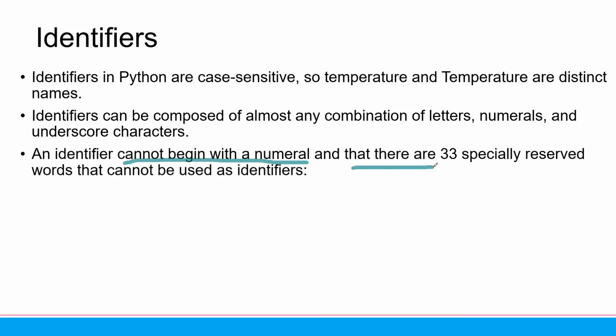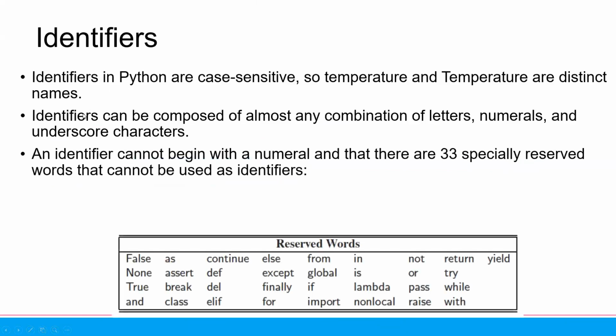And there are 33 specially reserved words that cannot be used as identifiers. These are the reserved words. There are so many reserved words. Here, I guess it is difficult to memorize them all. You don't need to memorize. If you have wrong identifiers, Python will give you an error message.